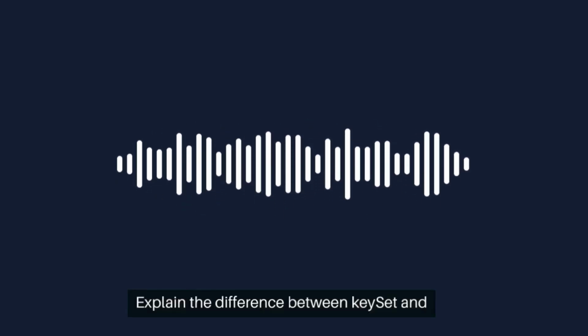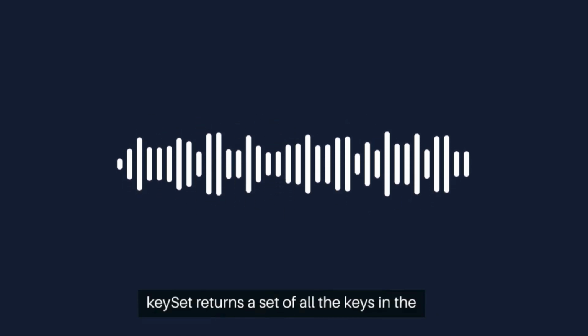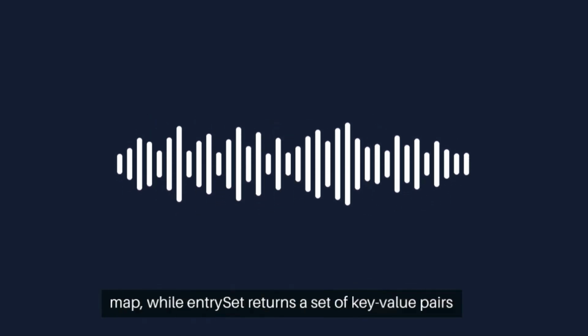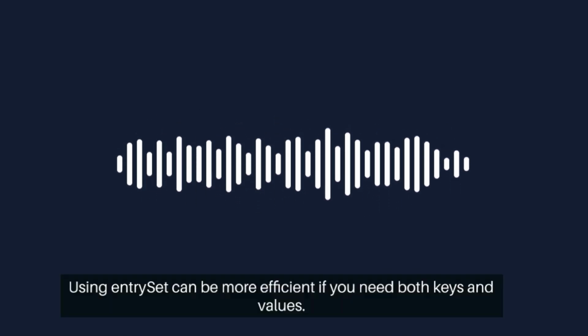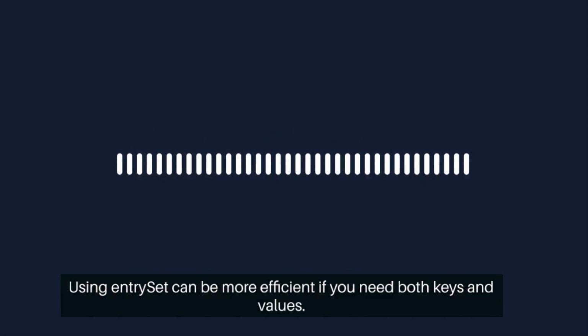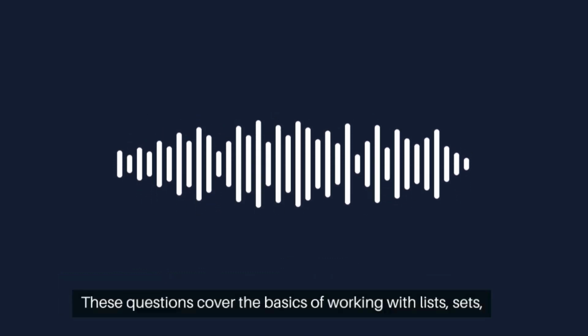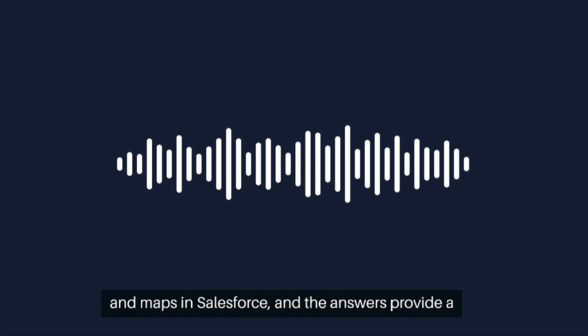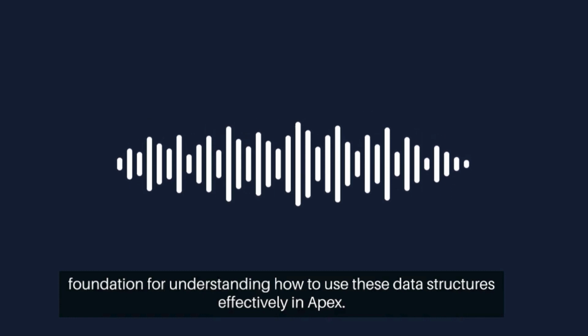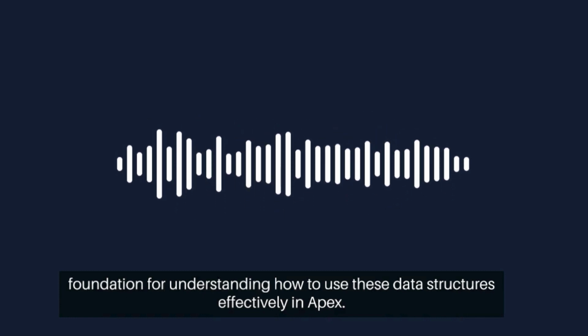Explain the difference between keySet and entrySet in a map. keySet returns a set of all the keys in the map, while entrySet returns a set of key-value pairs, entries, as map entry objects. Using entrySet can be more efficient if you need both keys and values. These questions cover the basics of working with lists, sets, and maps in Salesforce, and the answers provide a foundation for understanding how to use these data structures effectively in Apex.